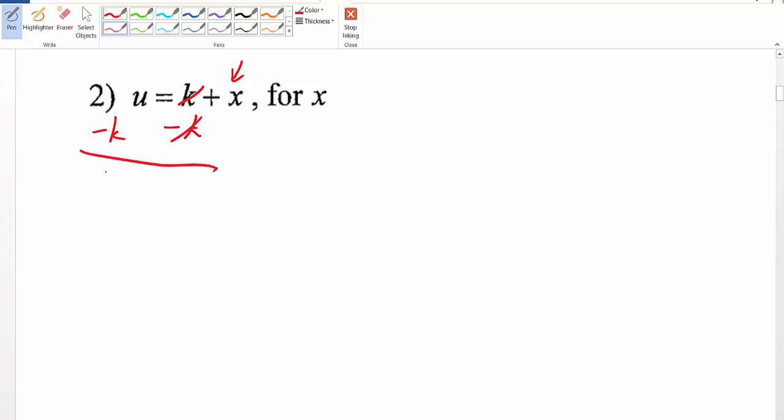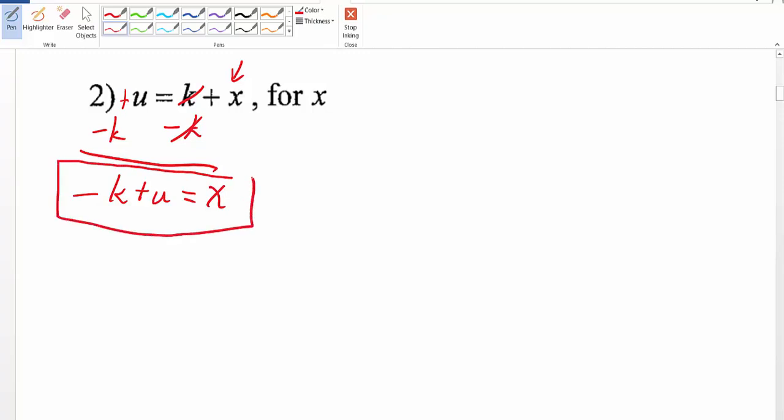And when we do that, we end up with negative k. Because we have a u here, it is a positive u. We have negative k plus u equals x. Now that x is all by itself, we have actually gone ahead and solved for it. So there it is. Again, though, that is example two from our 0.4 set of notes.